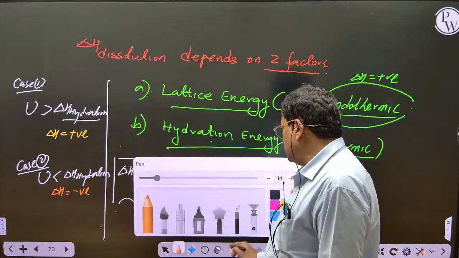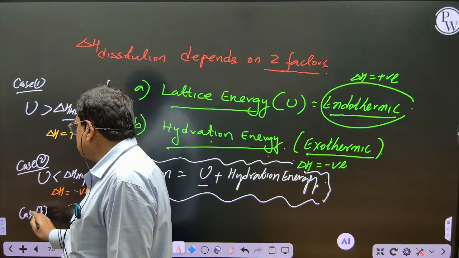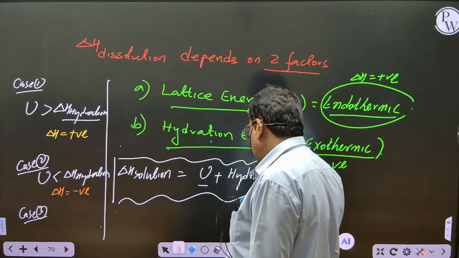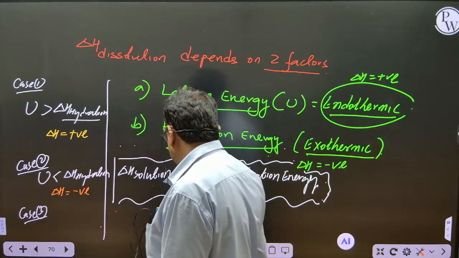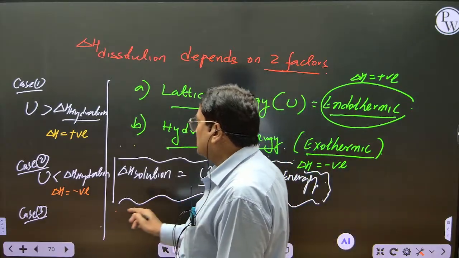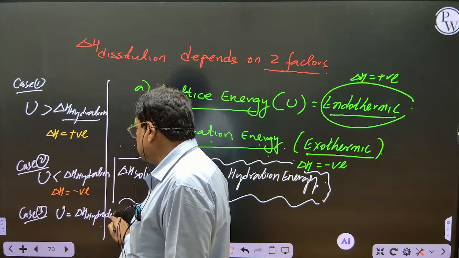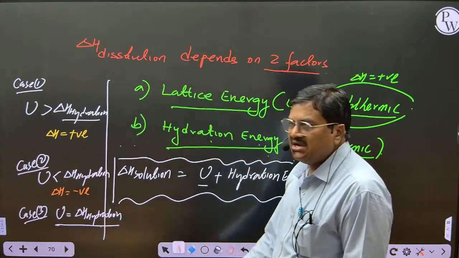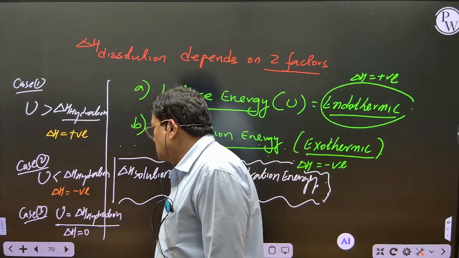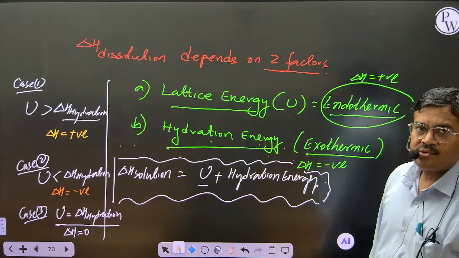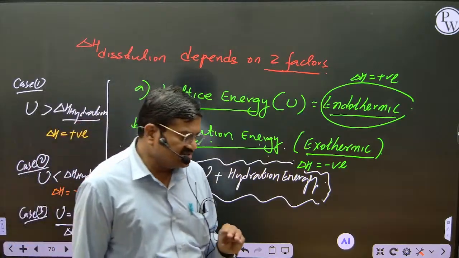What is the other case, student? Case 3, we can get both equal. That means lattice energy U can be equal to hydration energy. Then in this case neither heat is evolved nor heat is absorbed. That means delta H value will be 0. So copy this. Understood? So enthalpy of solution depends on two factors, lattice energy and hydration energy.